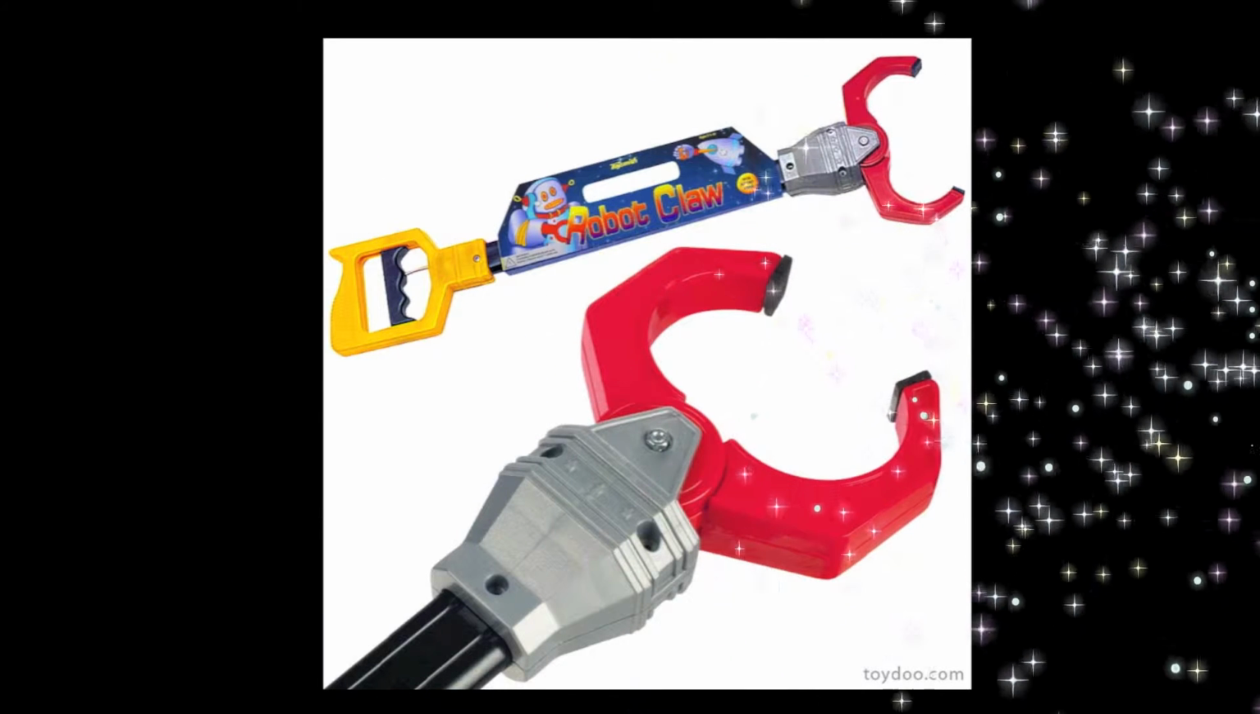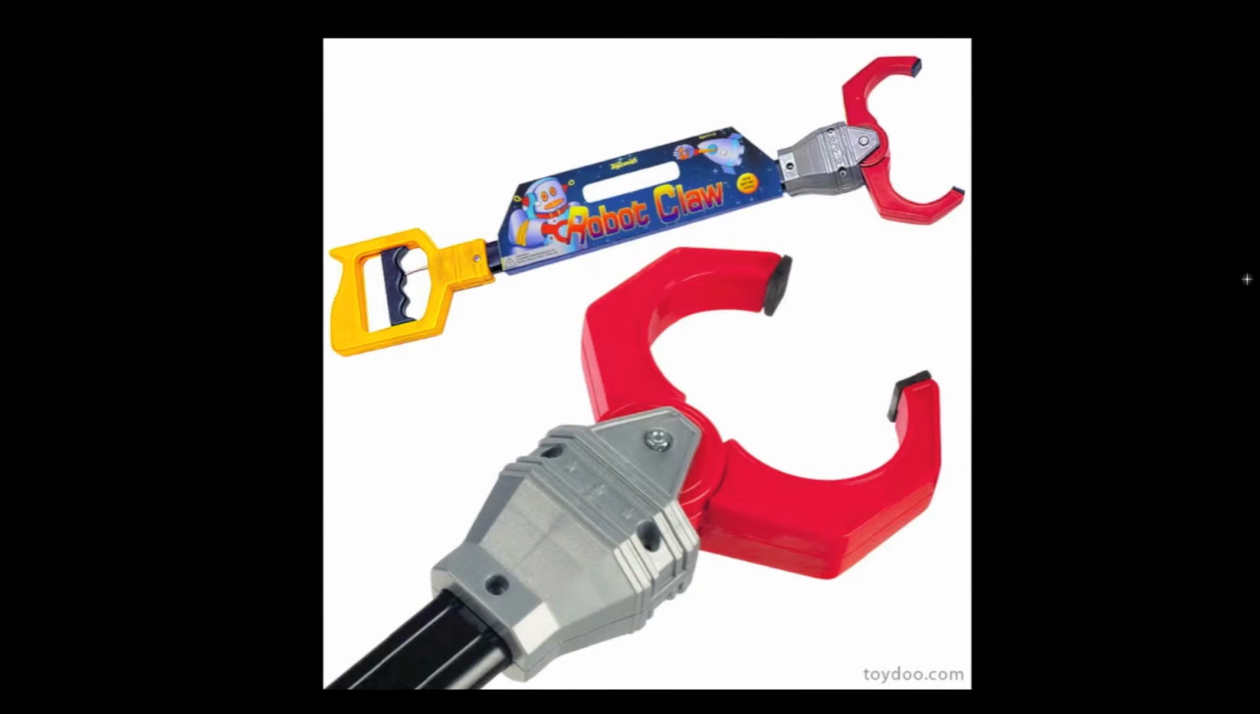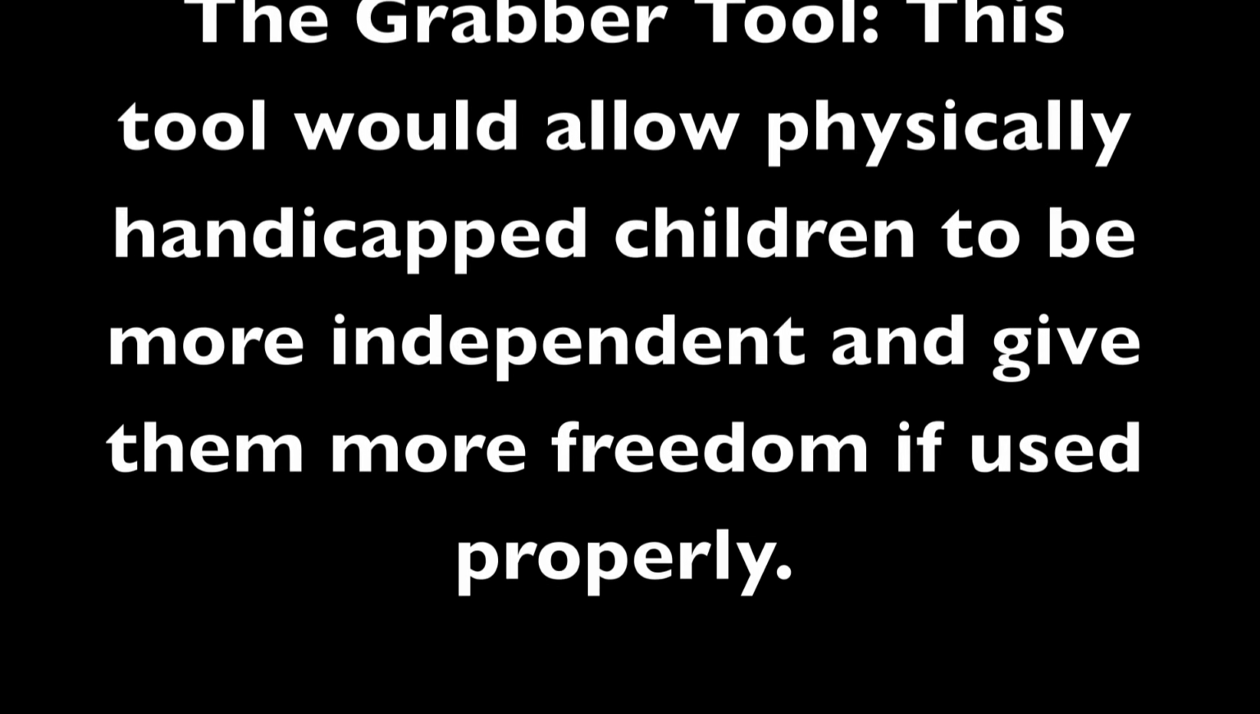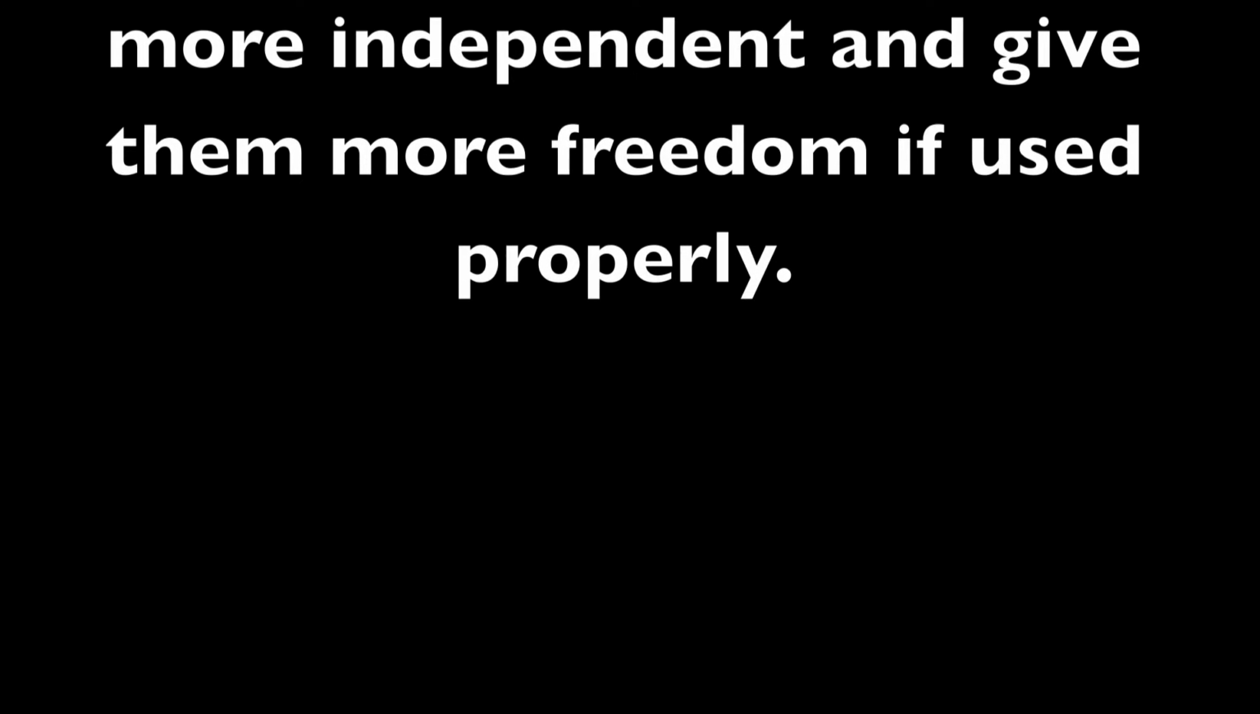Another example of a low assistive technology device would be a grabber tool. This kind of tool would allow someone in a wheelchair, for example, to be able to reach something. The grabber tool could be used to help the child pick their pencil off the ground. The grabber tool would allow physically handicapped children to be more independent and give more freedom if used properly.